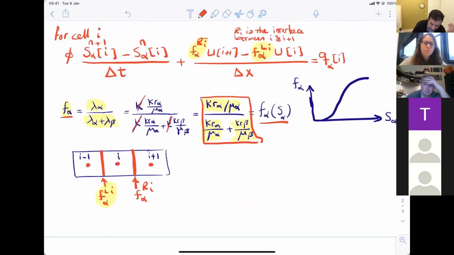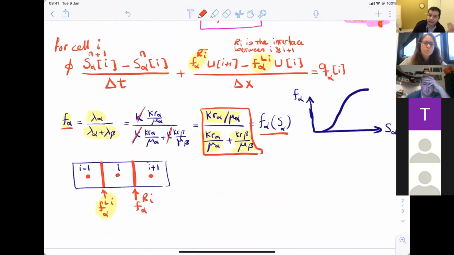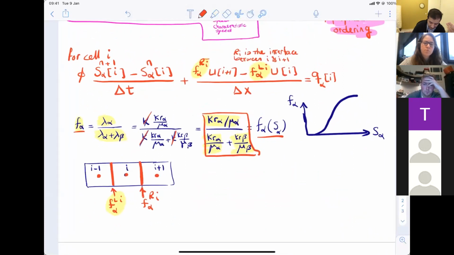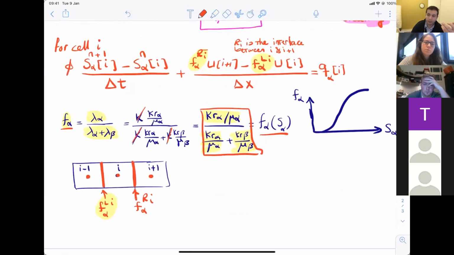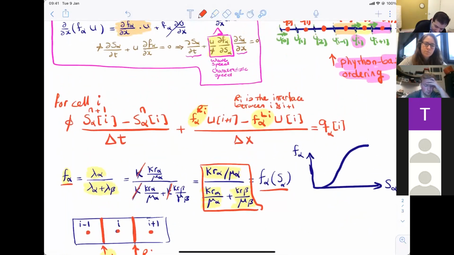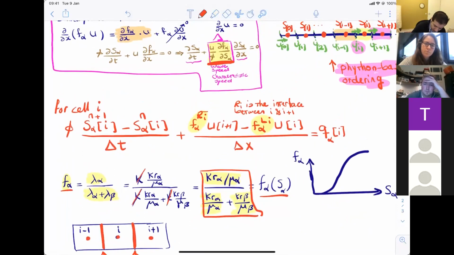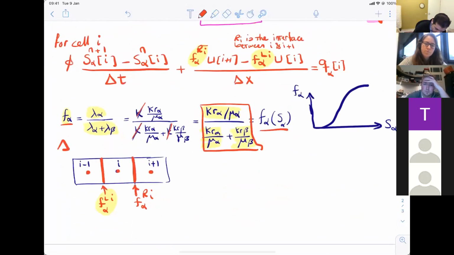For preservation of stability, what we do is upwinding, which means we look at this characteristic speed here, which is lambda. So I see my lambda sign. If lambda is positive, it means the stream of information is from left to right. Then information is coming from left to right.